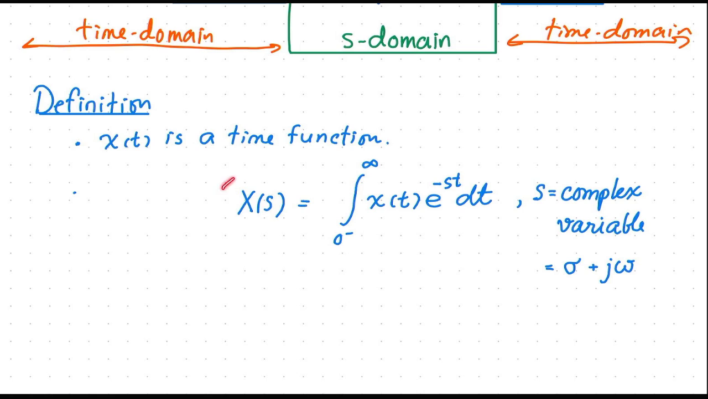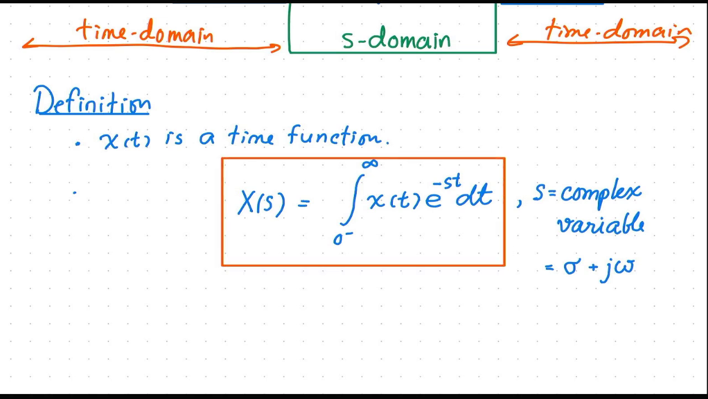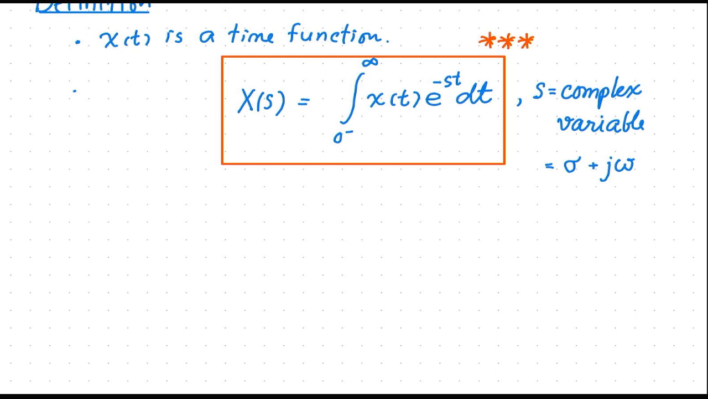So s here is a complex number, a complex variable. Right, so this is the definition of the Laplace transform. You should remember it. This is very important. And we also use this notation, right? We have X(s) equal to, we use this notation to mean that it is a Laplace transform of x(t).